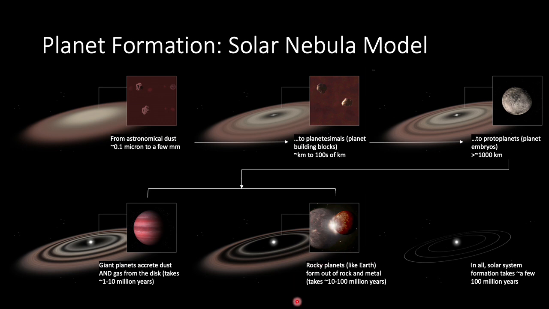And then the final step are rocky planets, so Earth-like planets that form out of rock and metal, taking about 10 to 100 million years. And these are the final hopeful regions where, I don't know, life can start to form.